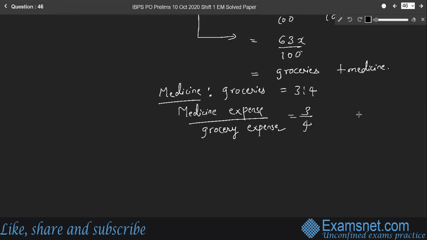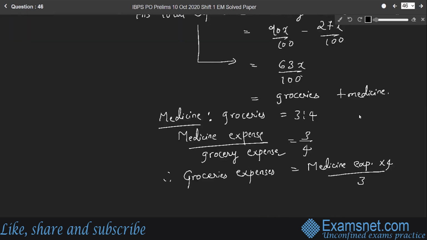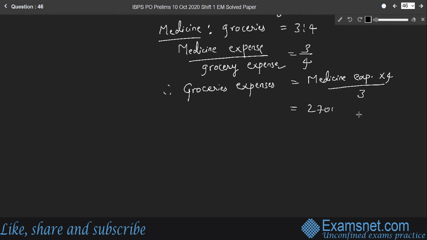So we have to find grocery expenses, right? So grocery expenses is equal to medicine expenses into 4 divided by 3, right? What is his expenses on medicine? 2,700, which is given in the question, right? So 2,700 into 4 by 3. You will get 3 into 900 is 2,700. So 3,600 rupees is his expenses on groceries, right?